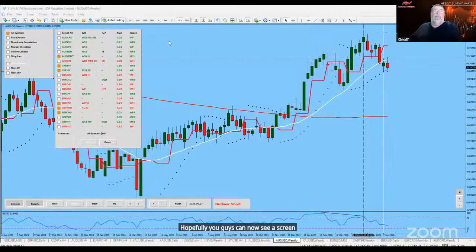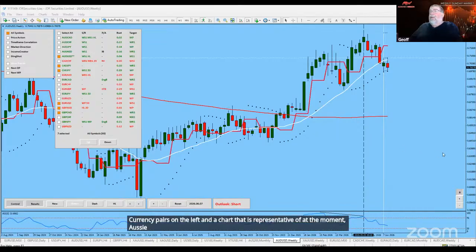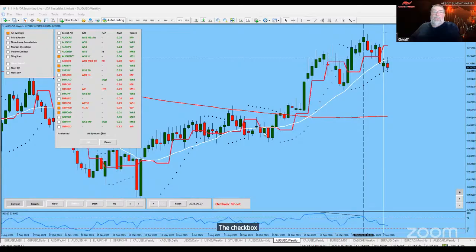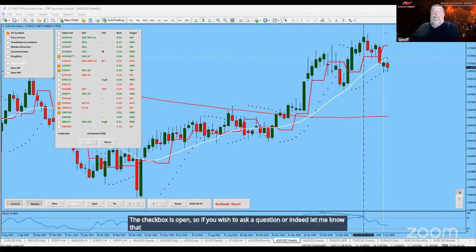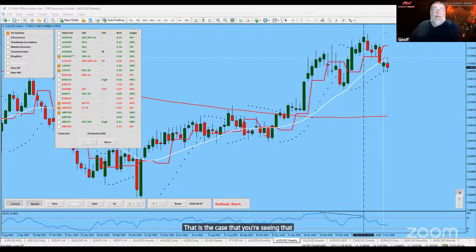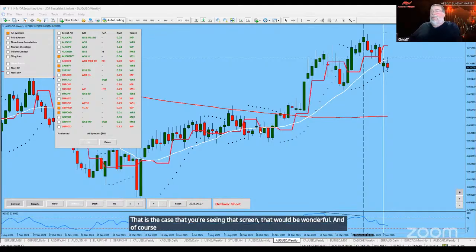Hopefully you guys can now see a screen that has some currency pairs on the left and a chart that is representative, at the moment, of Aussie dollar. The chat box is open, so if you wish to ask a question or let me know that you're seeing that screen, that would be wonderful. And of course, I'm hoping that you're hearing me. If you're not, then there's a bit of an issue, but I think everything's okay.